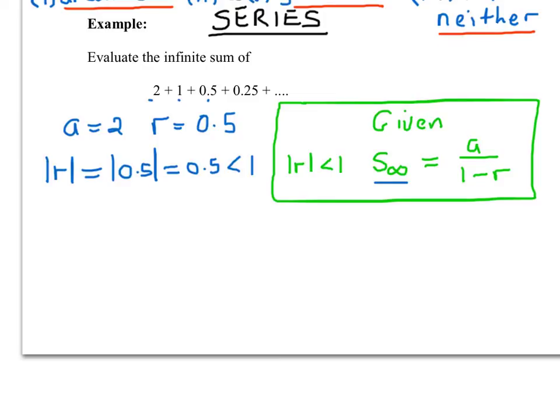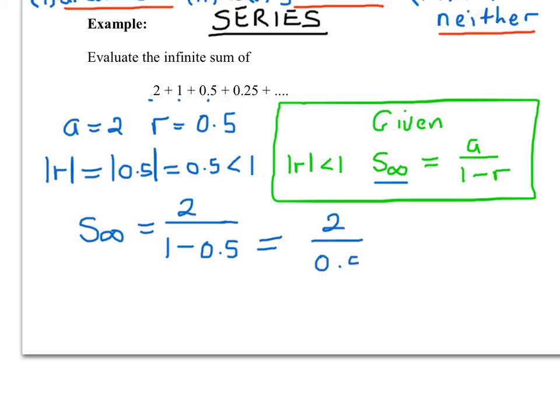So to work out the infinite sum, S infinity, I have to just put the values into the formula. It's a, which is equal to 2, divided by 1 minus r. So it's 1 minus 0.5. So putting that in, it's 2 divided by 1 minus a half, which is 2 divided by 0.5, and that is equal to 4. So that entire series there sums up to the value 4.